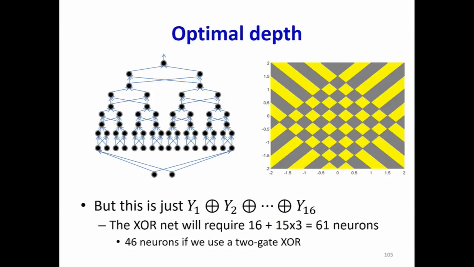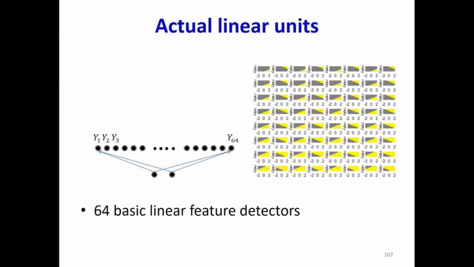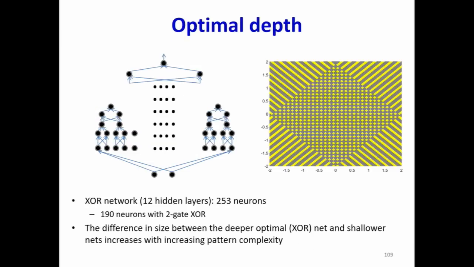I'm saying 61 over here because I'm assuming 3 neurons per XOR, but I can do this with 36. But if I have something like this, again, the one hidden layer network is going to require infinite neurons. But it's 64 basic linear lines, and so there are something like 544 boxes in this. So the total circuit in 2 layers is going to be 608 hidden neurons. But if I did this using an XOR, that's going to be 16 times 15.